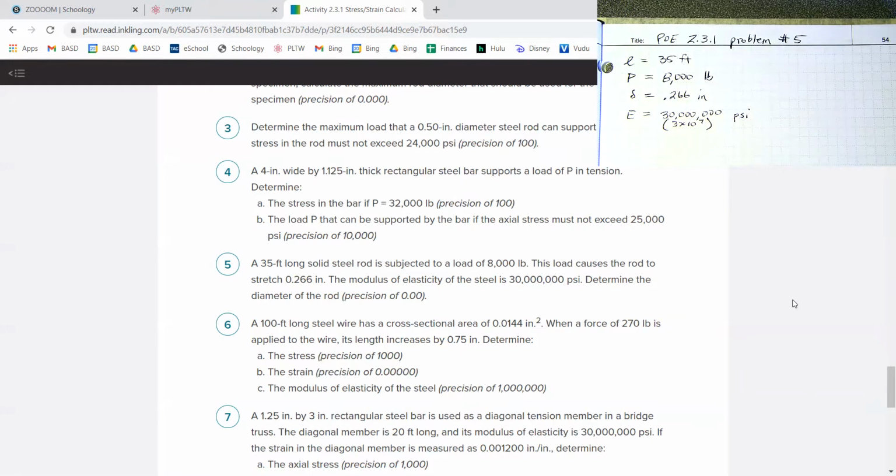And then it says determine the diameter of the rod. That's probably going to be lowercase d equals question mark. Okay, so far so good. That's the given and the unknown. If I understand the problem, which I'm not 100% sure I do, I know that I need an equation.